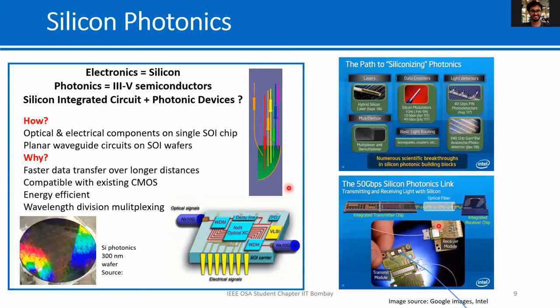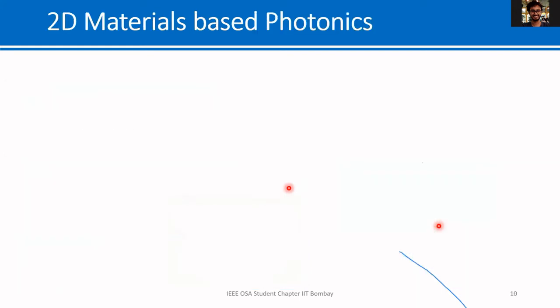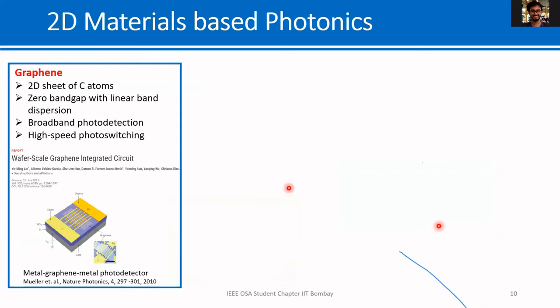The other materials which have gained a lot of attention recently are these two-dimensional materials. The first two-dimensional material was graphene, which is a two-dimensional sheet of carbon atoms. And the important thing to note is that graphene was known as the wonder material, and it got the Nobel Prize in 2009 owing to a lot of exceptional properties that it shows.